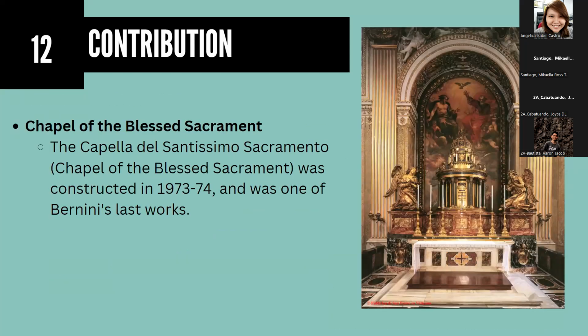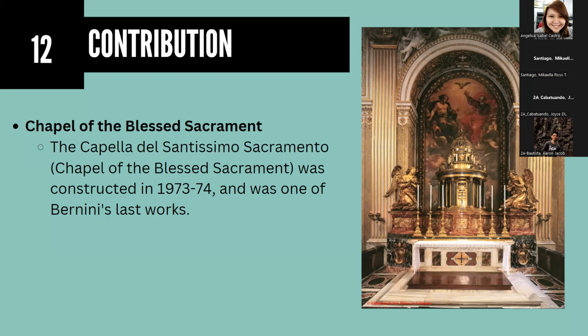Chapel of the Blessed Sacrament. The Cappella del Santissimo Sacramento, Chapel of the Blessed Sacrament, was constructed in 1673 to 1674, and it was one of the last works of Bernini.